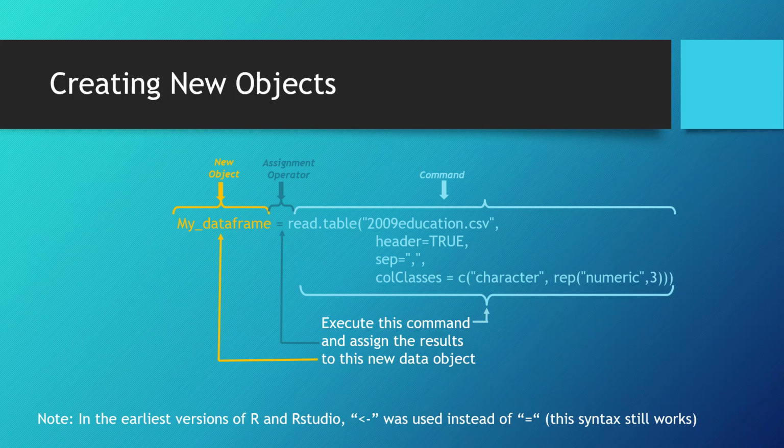When you look at this, you should interpret it as follows. Execute the command on the right, and then assign the result to the data object on the left. In the case of this example, you read the table in the 2009 education.csv file, and you place the data in myDataFrame.